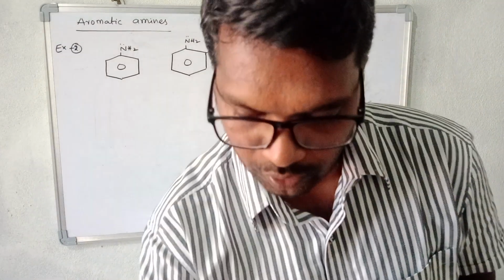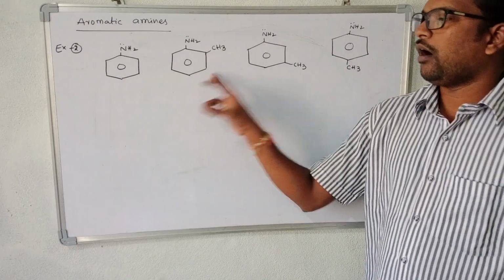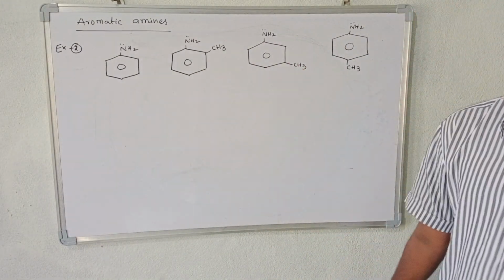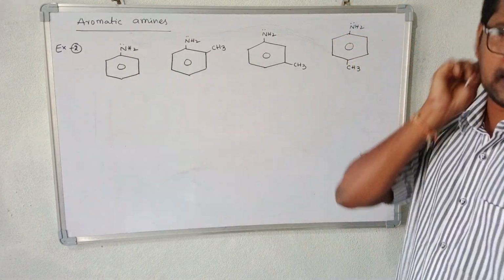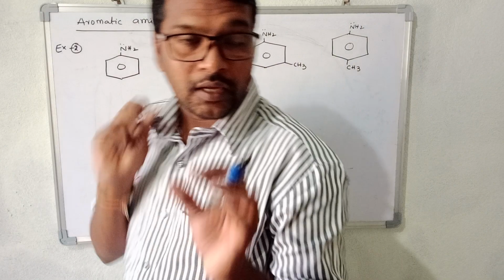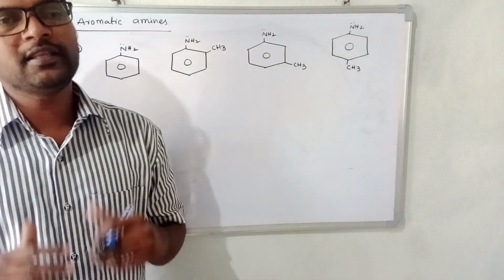Here, what groups do you have? One is aniline, ortho-toluidine, meta-toluidine, para-toluidine. Right, now you see aniline has no group present, but in these three cases a CH3 group is present. Here, which type of group is the CH3 group? It is a plus I group.